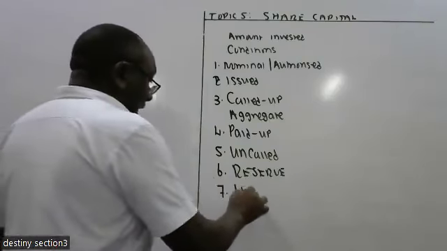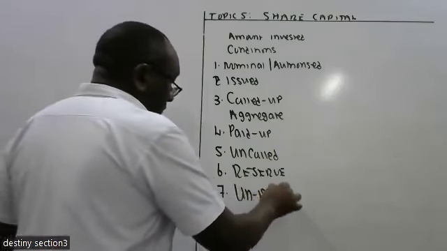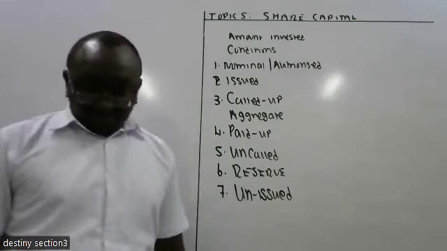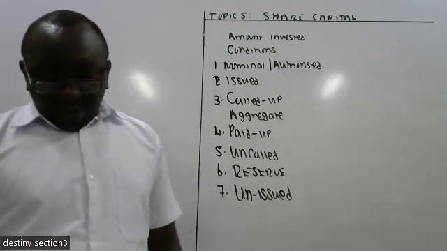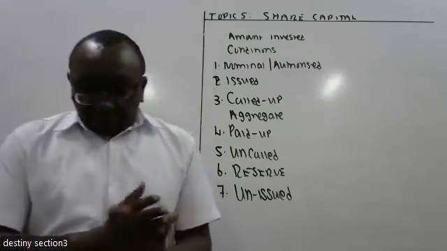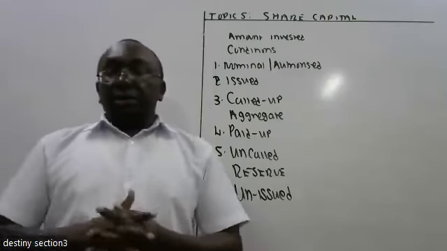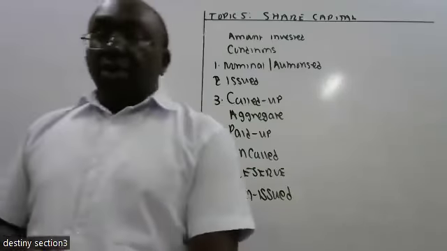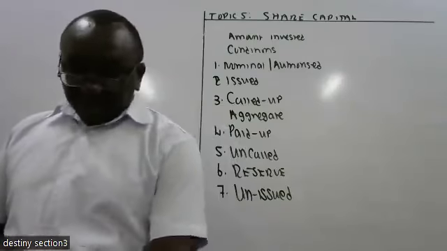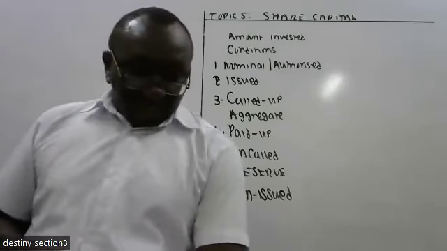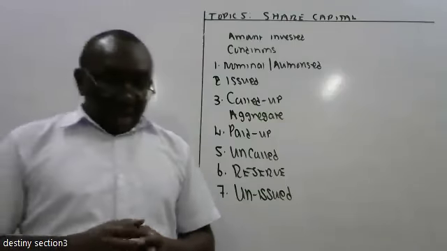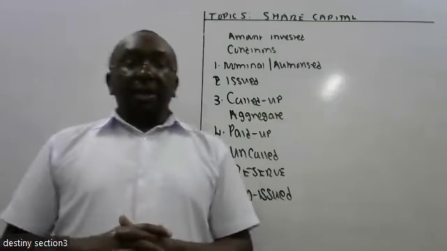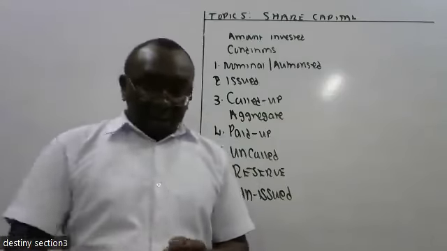Number 7 is unissued. Write that this is the portion of nominal capital not yet taken up by the shareholders.